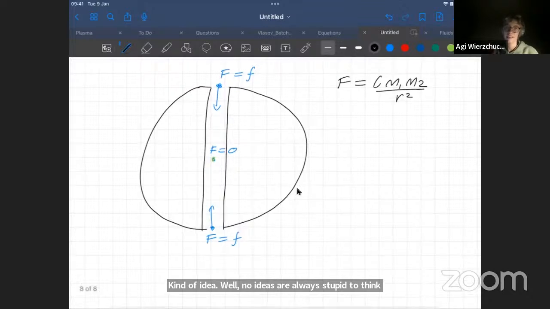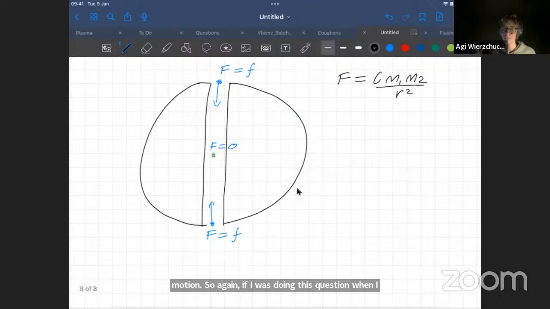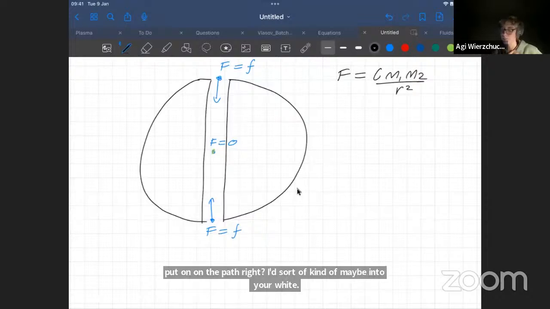So again, if I was doing this question when I was 18 years old, back in the day, this is probably how I would get however many marks, if I was the unfortunate soul on which this question got put on the paper, right? I'd maybe intuit why it's simple harmonic motion, and that's everything that I could personally do.